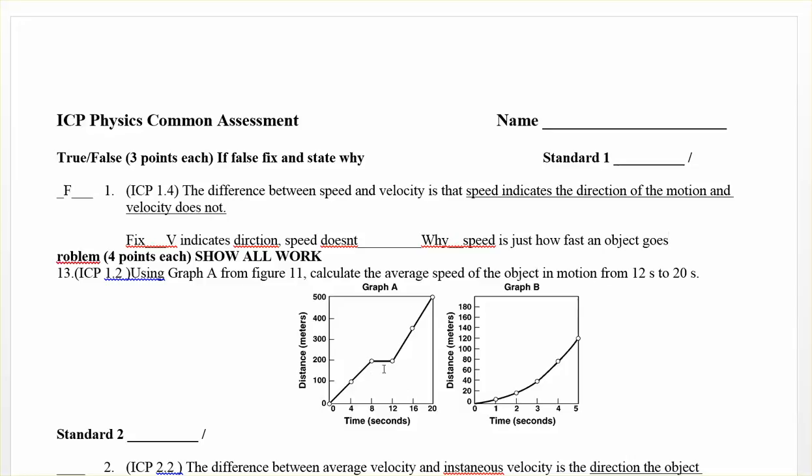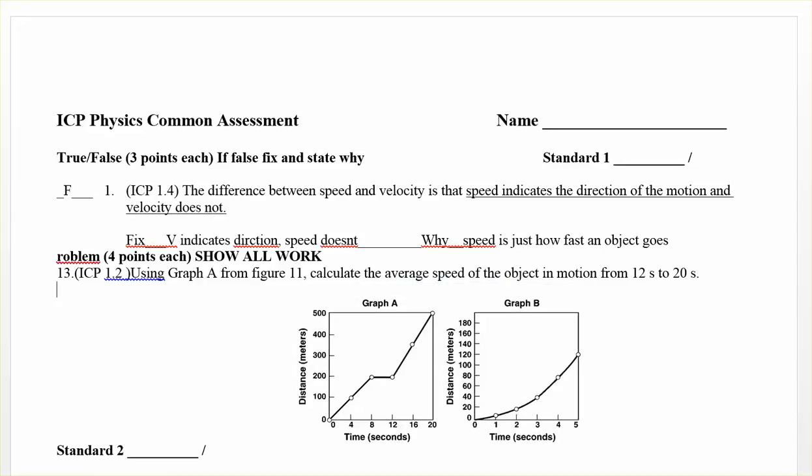Graph A: calculate the average speed of the object from 12 to 20 seconds. Because it's a distance-time graph, they want us to look at the slope. It starts at 12 seconds, 200, and finishes at 20 seconds, 500. So here are my ordered pairs.